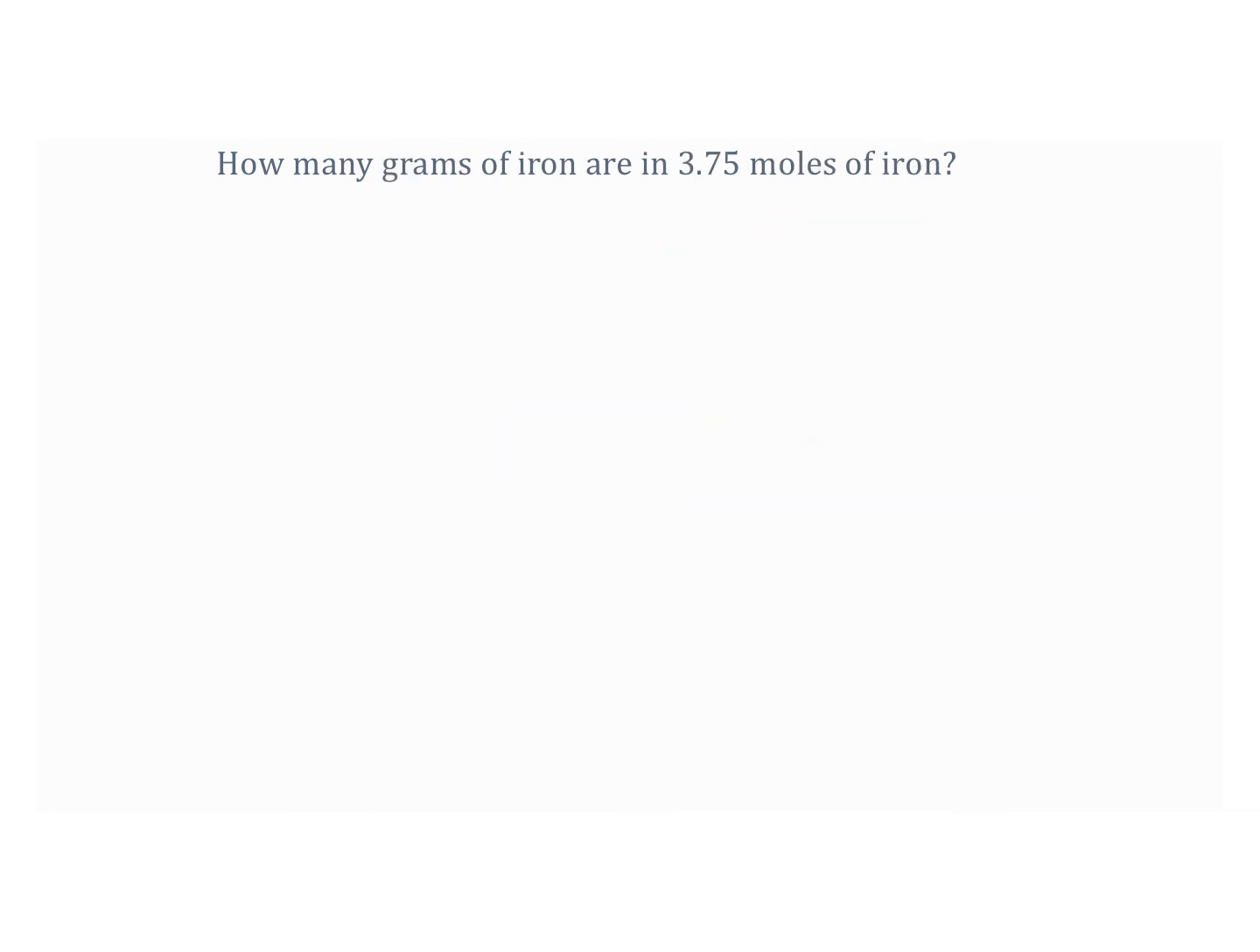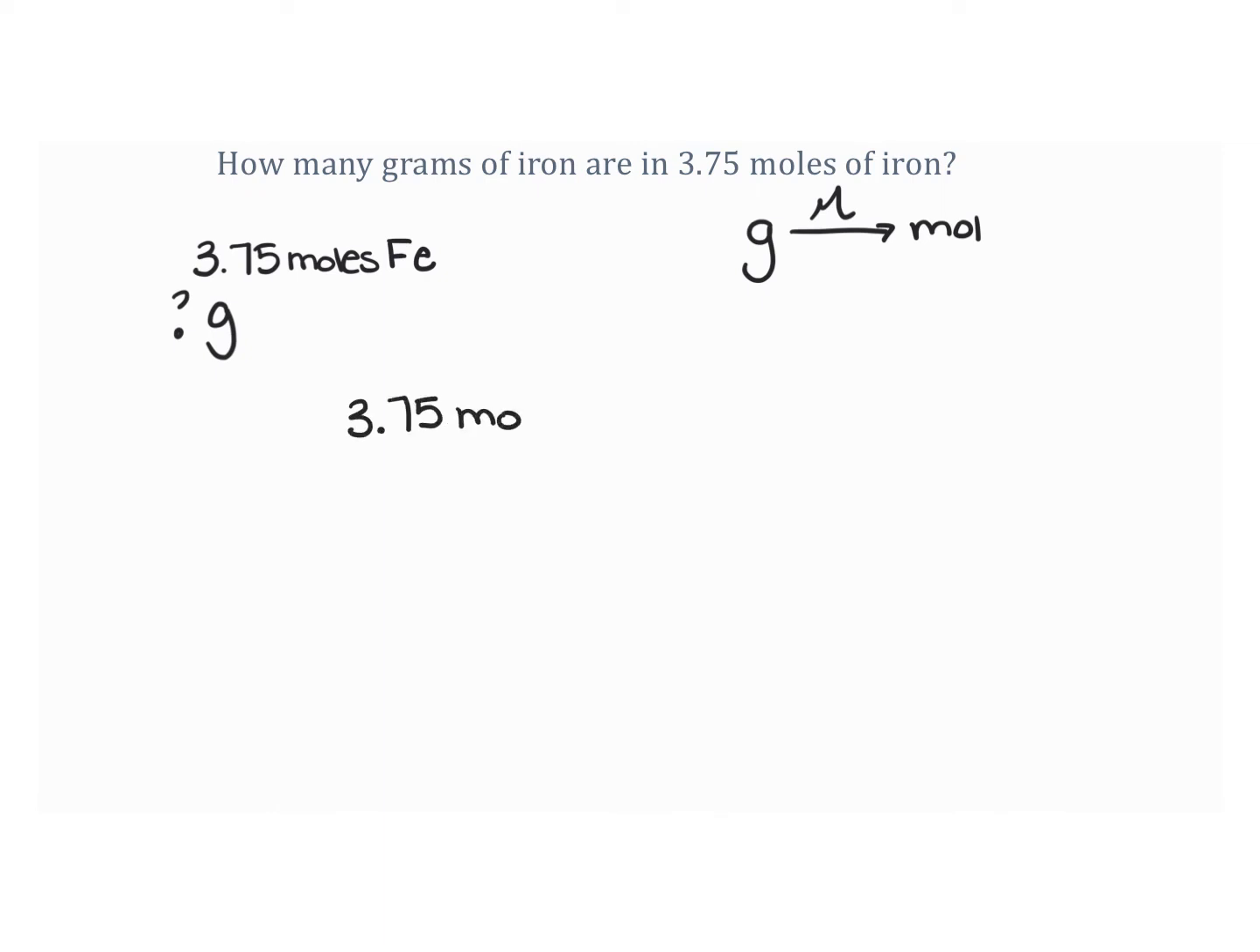So let's do another example. How many grams of iron are in 3.75 moles of iron? So I'm going to write down, hey, look, I have 3.75 moles of iron, and I'm asked for how many grams. So I need to go from grams to moles. And again, I know I'm going to use the molar mass there. So I start with the number I'm given, which is 3.75 moles of iron.